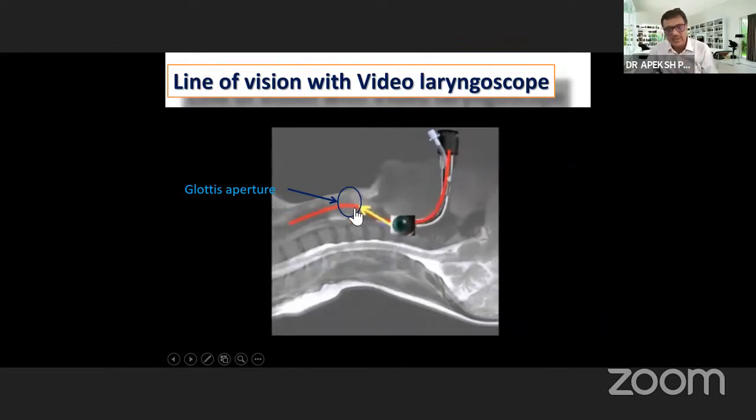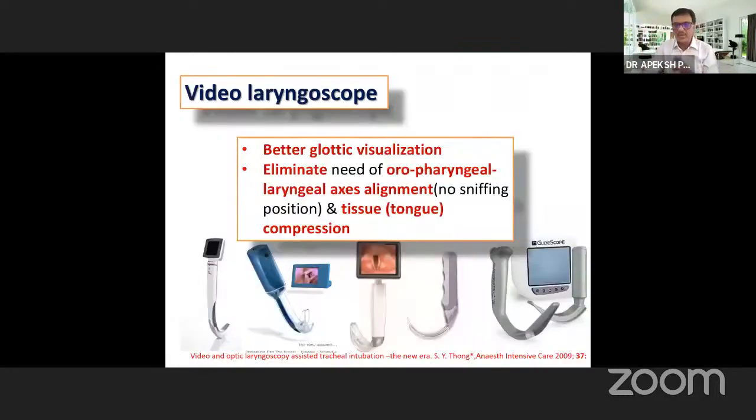So the line of vision is only this much. It's totally different from the line of vision we create with direct laryngoscopy. And as we are creating only this much line of vision, in short, video laryngoscope enables us to look beyond the curve of the tongue. That's the reason it provides a better laryngeal view, by eliminating the need for oropharyngeal laryngeal axial alignment and tissue compression.